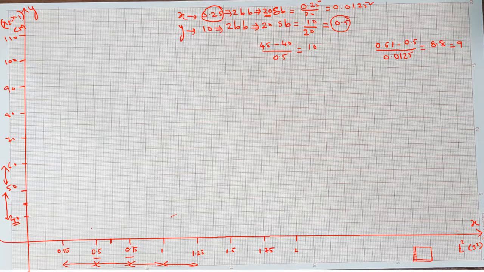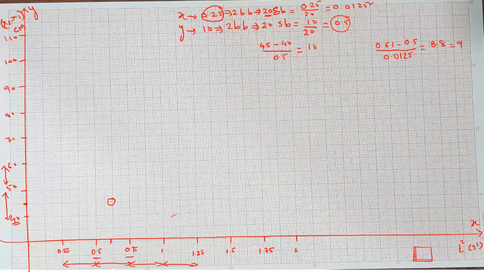Now you have to fix the intersection. So my 0.61 is here, my 45 is here. When you fix the intersection point, the intersection of these two will be here. Am I right? So this is my first point, first set point. Clear? Let's go for the second set.